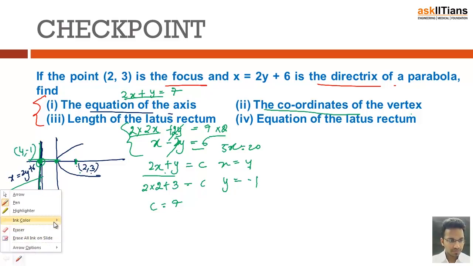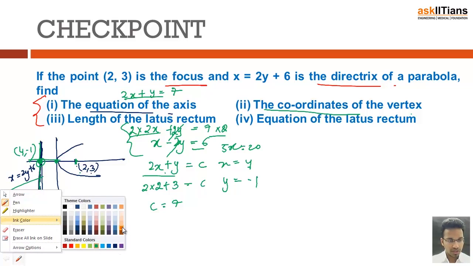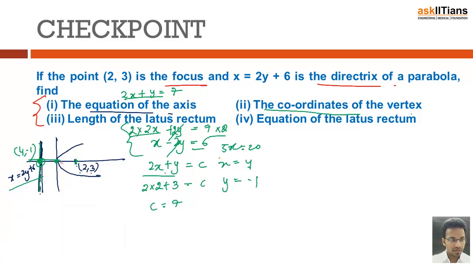Now find the middle point. 4 plus 2 by 2 is 3, and minus 1 plus 3 by 2 is 1. So (3, 1) is the coordinates of the vertex. Although this is a general parabola, we can still find it using the analogy with the same definitions. The concepts remain the same.